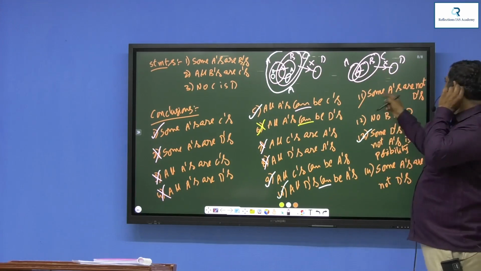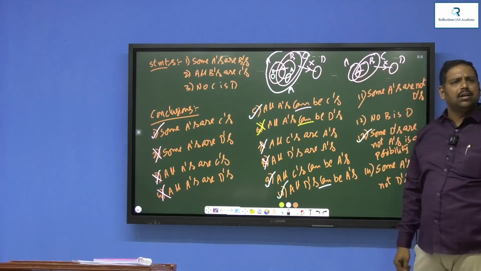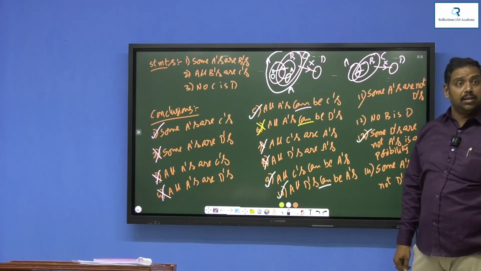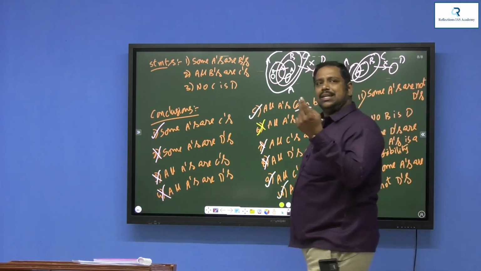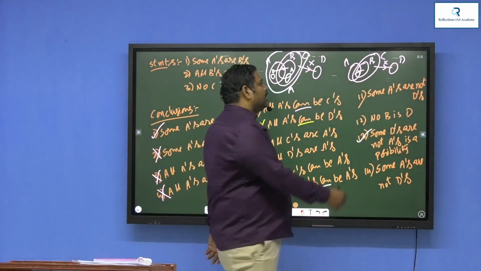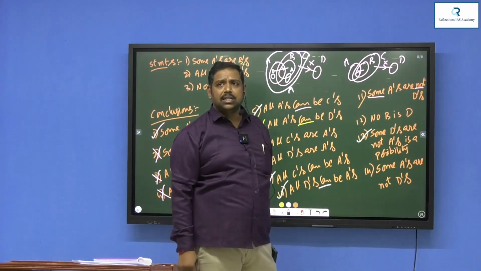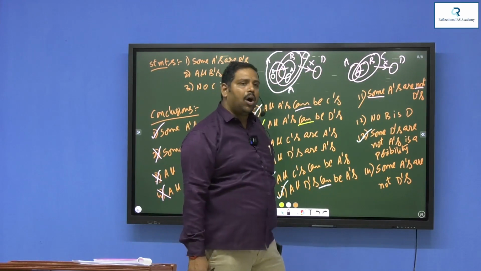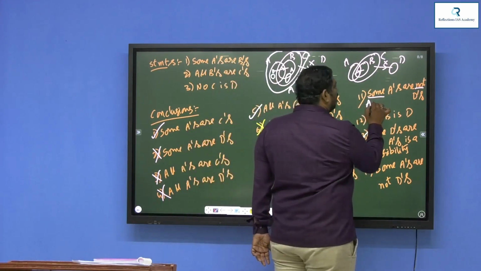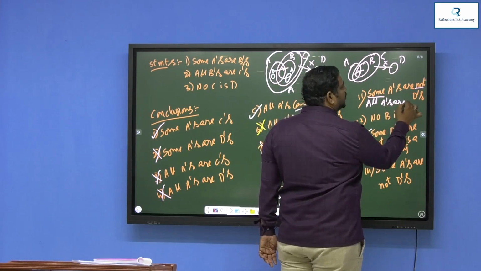Some A's are not this. Yes, some A's are not this. Means from the basic it is wrong or right? Right. From the basic if it is right, what should I do? Go with the negation. Is this some or some not? Some not. What is the negation of some not? All. All A's are this.